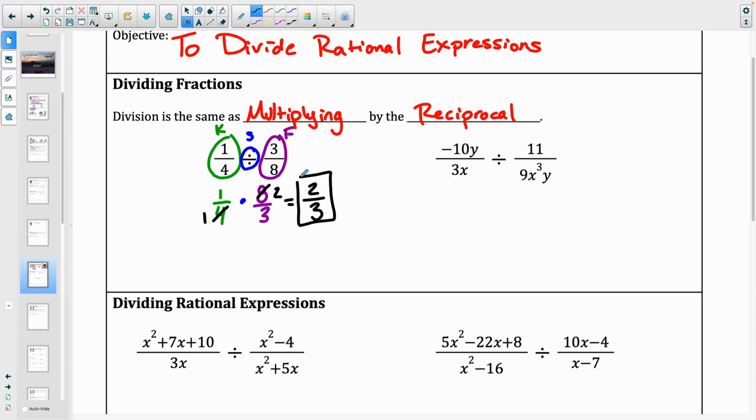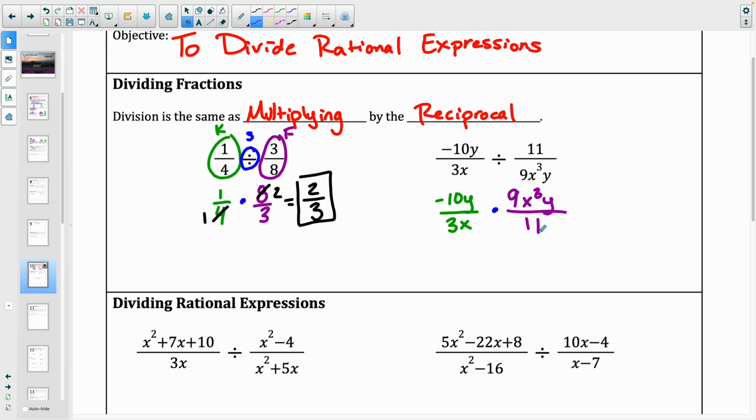So for the next problem, what we are going to do is we are going to keep the first fraction as negative 10y over 3x. We are going to switch our sign to multiplication, and we are going to flip our second fraction, so it is now 9x to the third y over 11. And then from there, we go ahead and look and see what we can cancel out before we multiply.